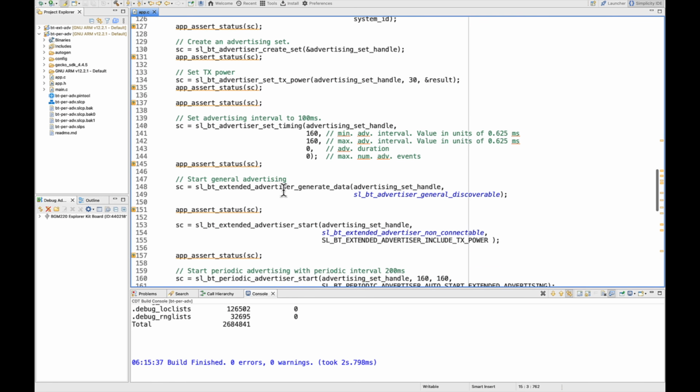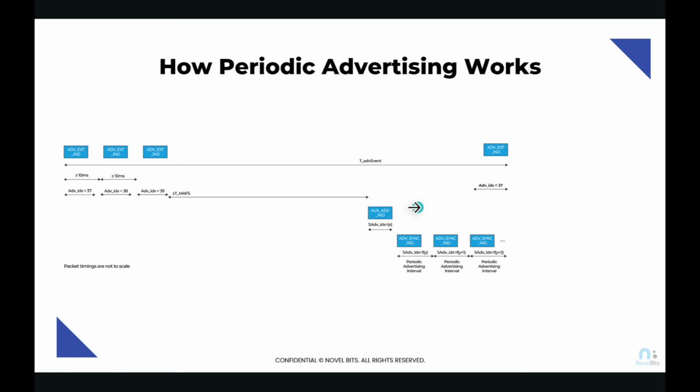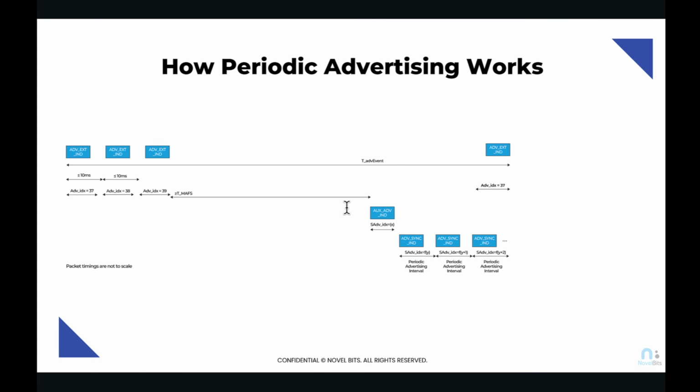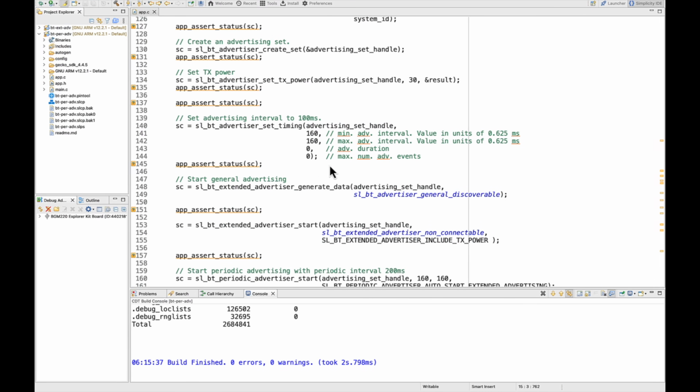From here now, I'm actually generating some data. So for the extended advertising, if you go back and look at this, again, there's extended advertising data that gets sent here, but we don't really care about that. So we're letting the stack handle that. What we care about is looking at the sync info, and that's going to be handled by the stack as well. And that's the information that tells the scanner where to go and find the actual periodic advertising packets.